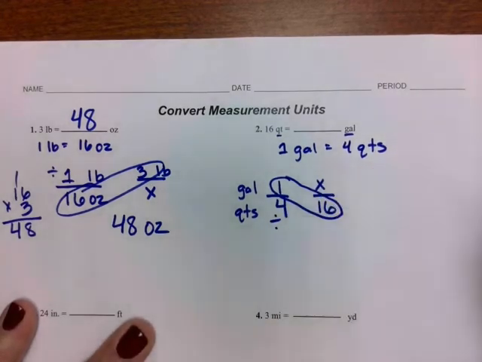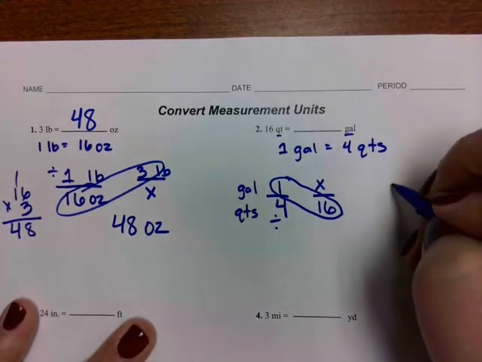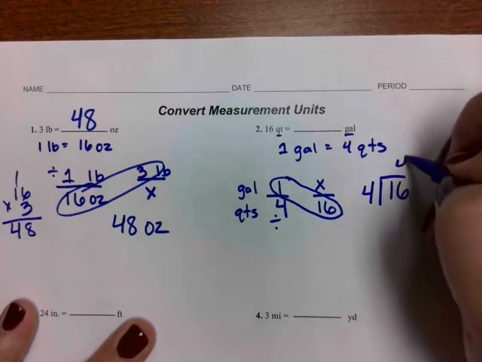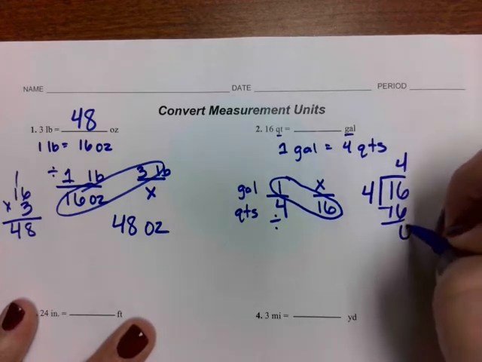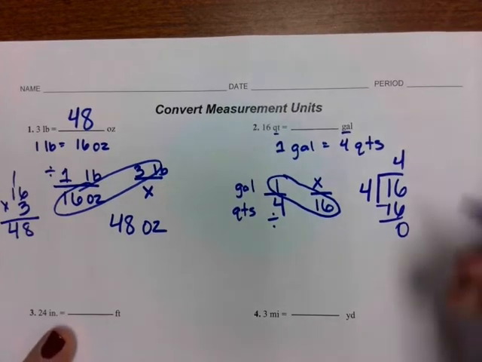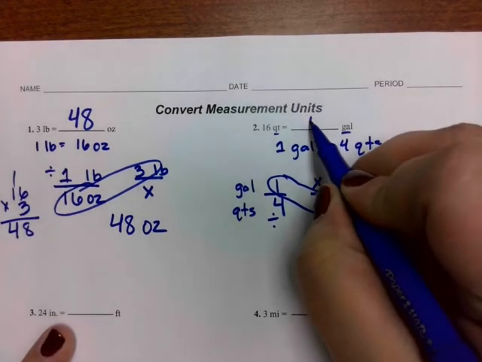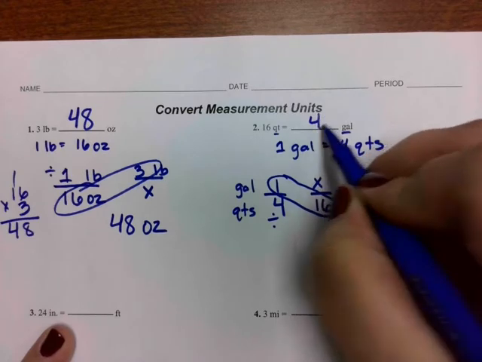Now I'm going to divide by 4. So 16 divided by 4. I know that 4 goes into 16 4 times, which is exactly 16, and I am done. So 4, the X on top, we are solving for gallons. 4 gallons.